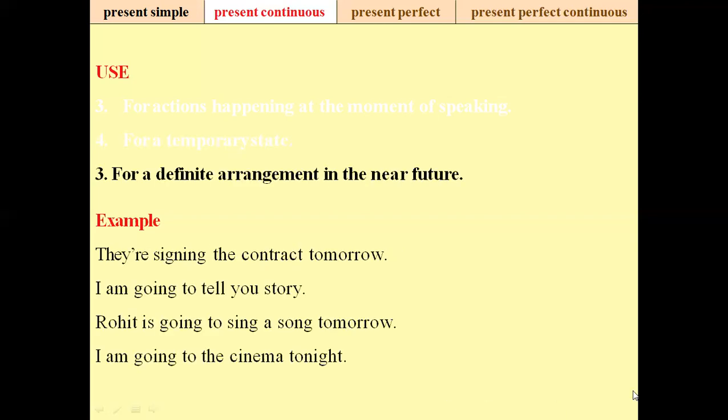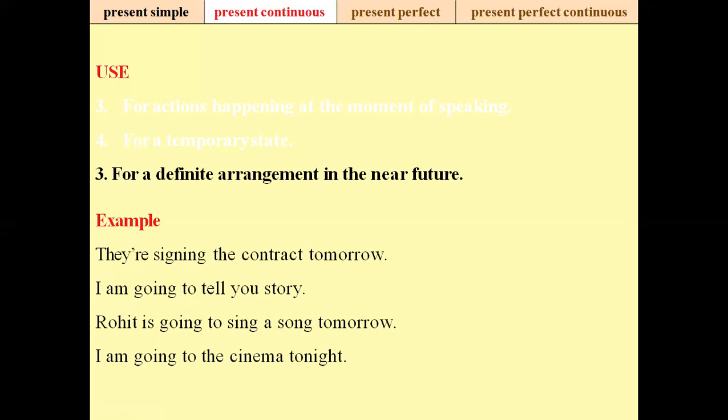Now we will move to the next use: for a definite arrangement in the near future. Near future means the immediate future: tomorrow, after one hour, after two hours, in the evening, in the morning. So for expressing anything in the near future, we use the continuous present tense. See this example and you will understand. They are signing the contract tomorrow, so it is the immediate future.